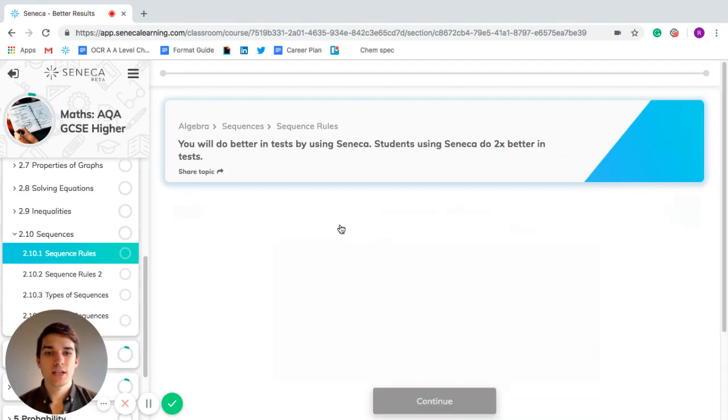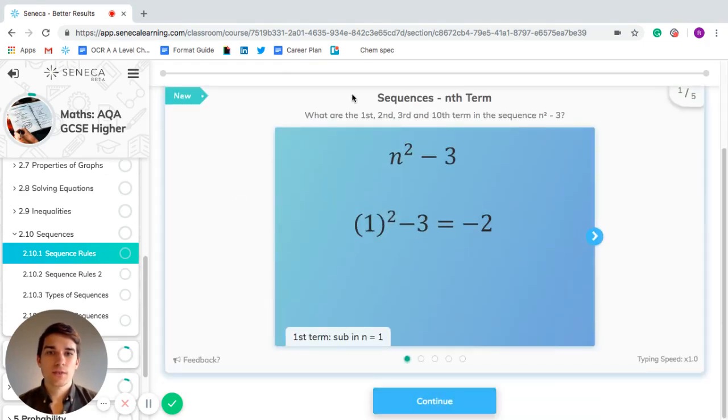So let's get going. First worked example. What are the first, second, third, and 10th terms in the sequence n squared minus 3? n squared minus 3 just represents a sequence, and we can substitute different values of n to show the different terms of that sequence. That is the first, second, and third number in that sequence.